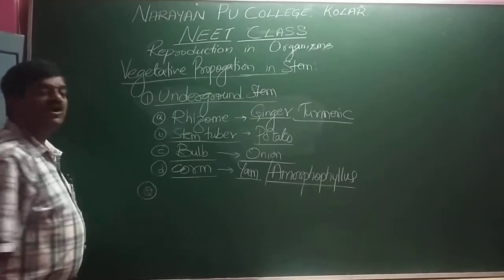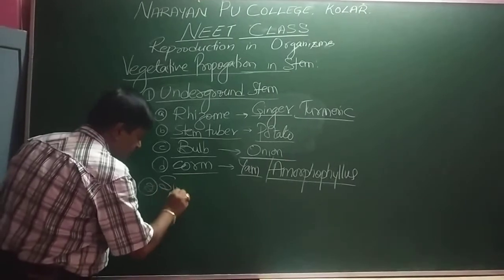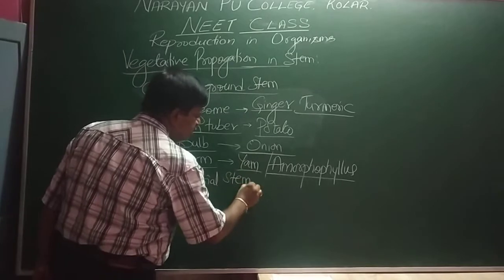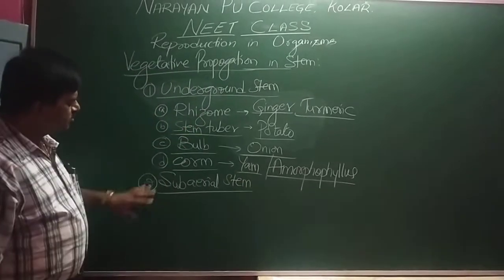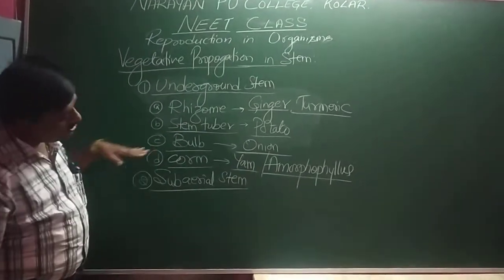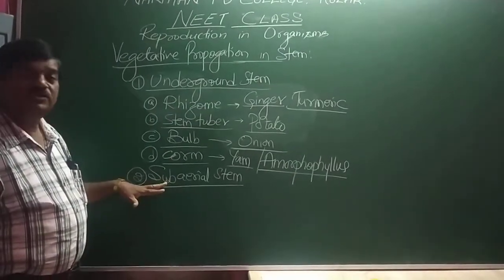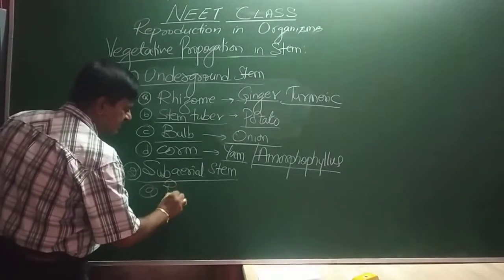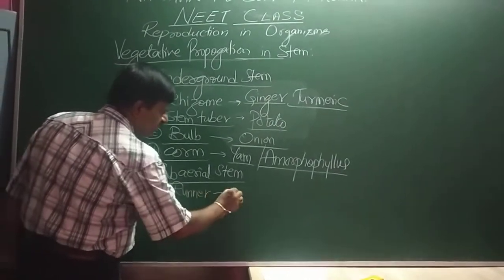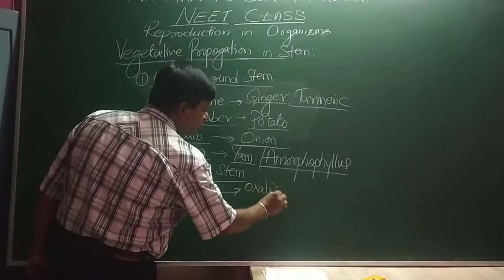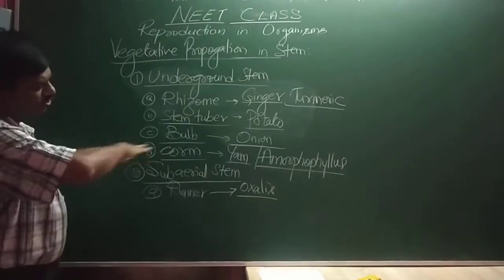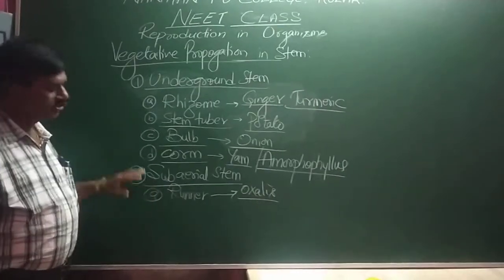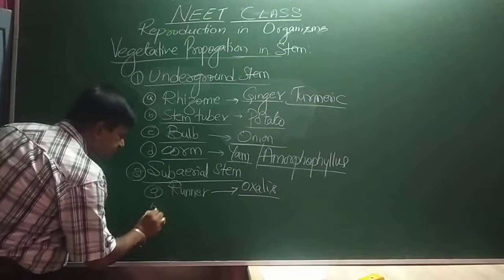Now we go for one more, called subaerial stem modifications. In this subaerial stem, the stem grows on the ground and helps in reproduction. The first one under this is called runner. Example, oxalis. This will grow horizontal to the ground. When it is cut, it has the capacity to give rise to new individuals.